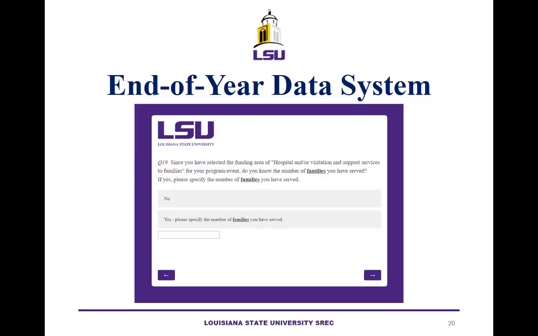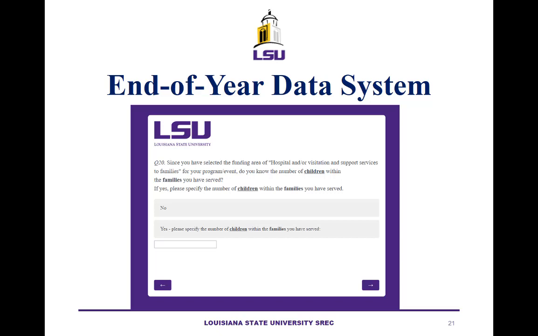If you selected the funding area, Hospital or Visitation and Support Services and Families, you will be asked if you know the number of families your program or event has served. You must select No or Yes. If you select No, you don't know the number of families, the survey will skip the questions that follow. If you select Yes, you must enter the number of families served by your program or event.